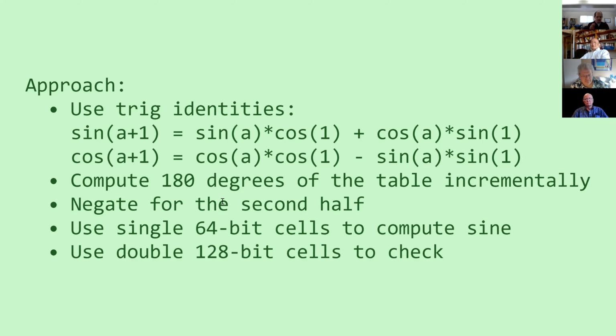And then for the second half of the table, because the signs are the negation, I just do the negation that way. I suppose I could, strictly speaking, have done only 90 degrees, but I was lazy, and it was easier to just make the table longer than to flip it. I used a single 64-bit cell to compute the sine. 64 bits is actually quite a lot, but then I used 128-bit cells, double cells, to check the result.